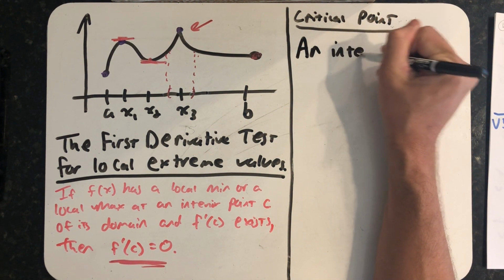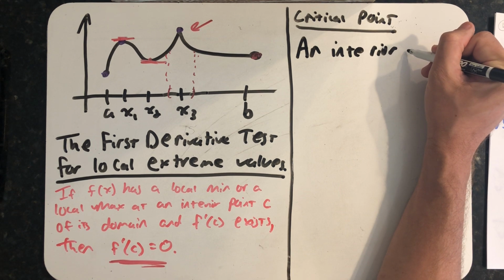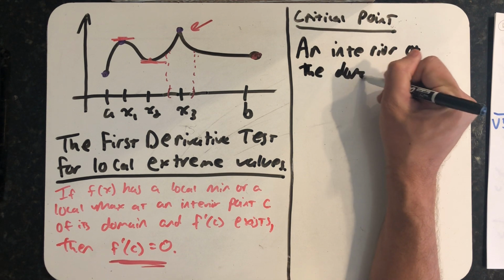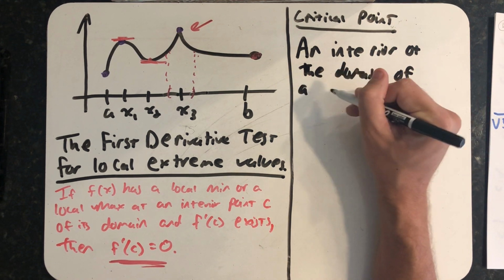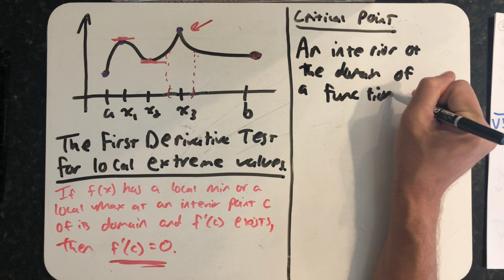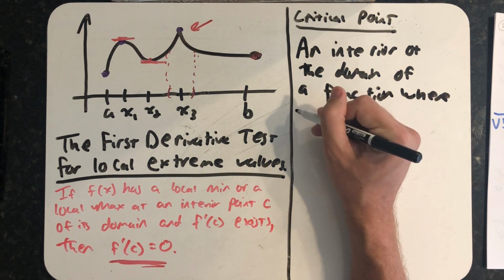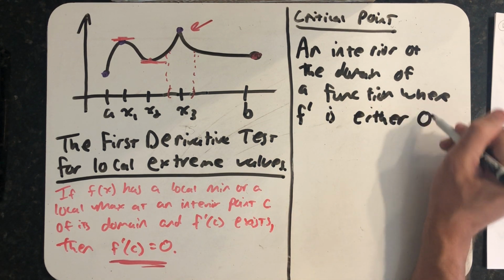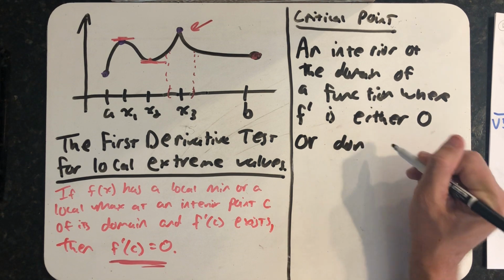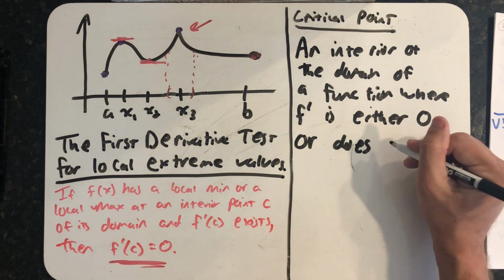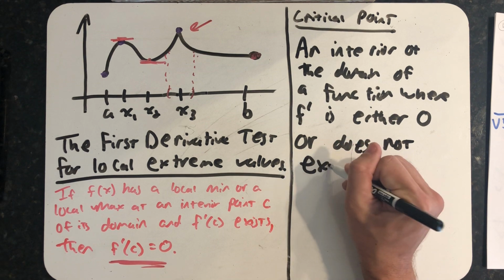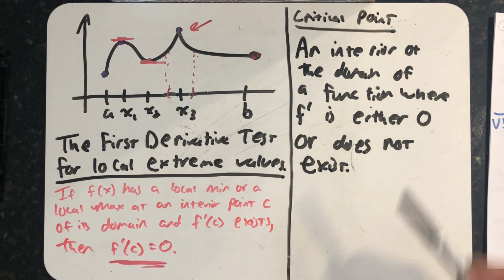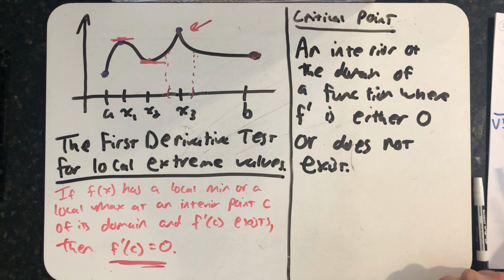And that brings us to the definition of a critical point. An interior point of the domain of a function where f prime is either 0 or does not exist. A critical point is always an interior point and is a spot where I either have a slope of 0 or where the first derivative does not exist.